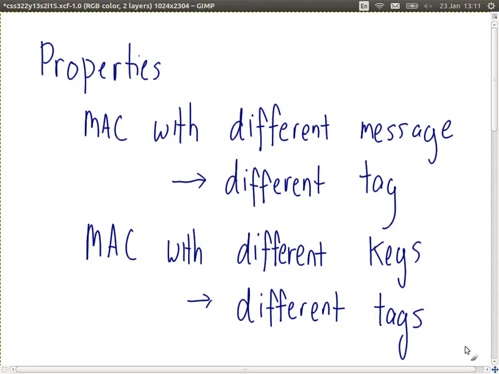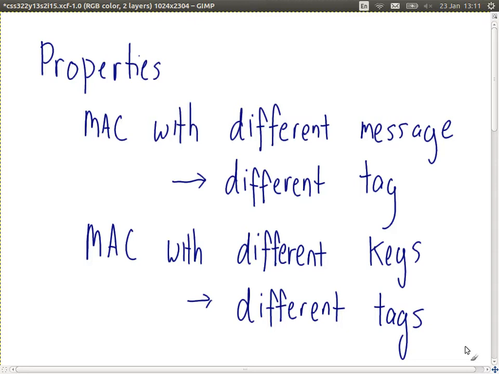So that's what we need for our MAC function. Now, when I say different message, we assume different messages with the same key get different tags, or a MAC with the same message but different keys gives different tags, different outputs. We need a function such that those properties exist.